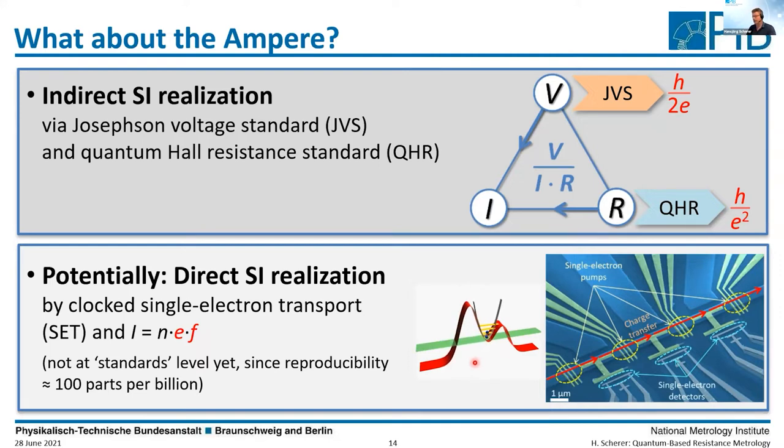However, I should say that these single electron transport standards are not at the real metrological standard level yet, since the reproducibility, or let's say accuracy, is not yet at the one part per billion level where we aim, but it's about 100 parts per billion in practice. So some more improvements need to be made in the future to make this really usable for primary quantum electrical metrology.